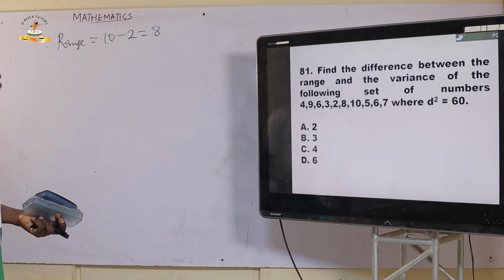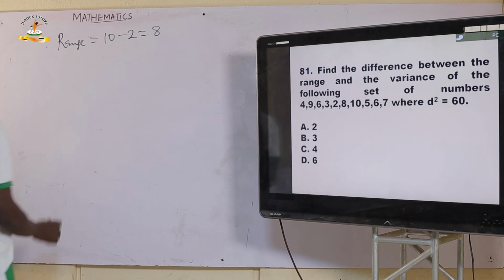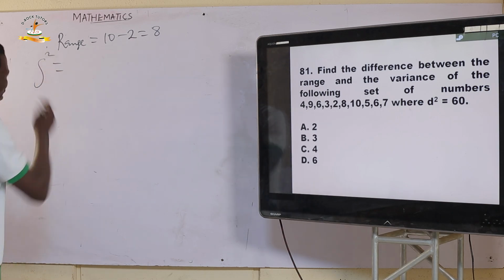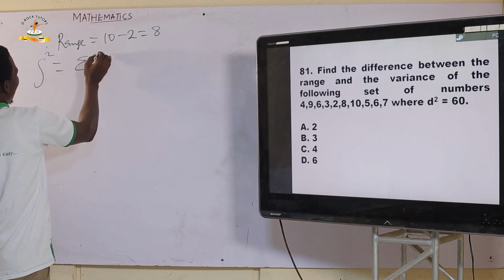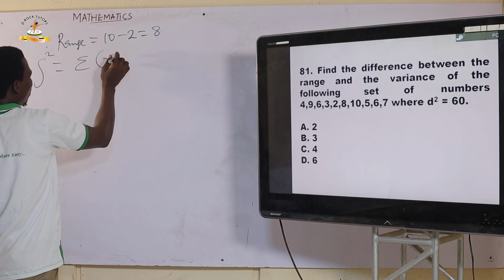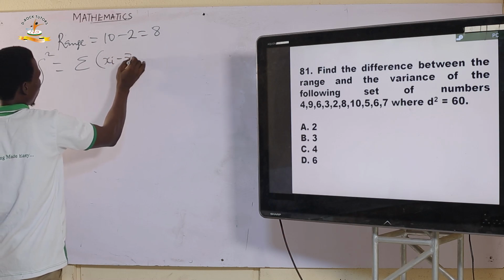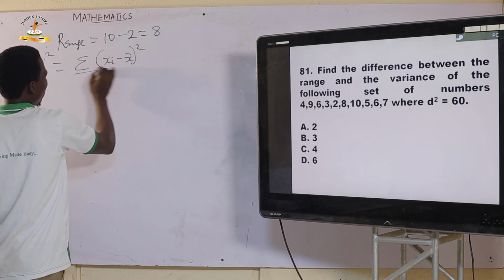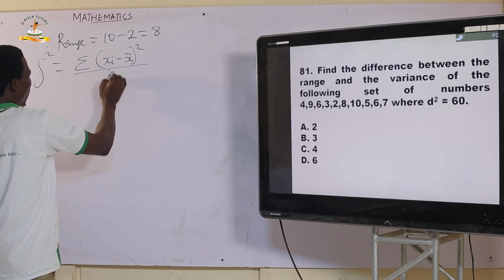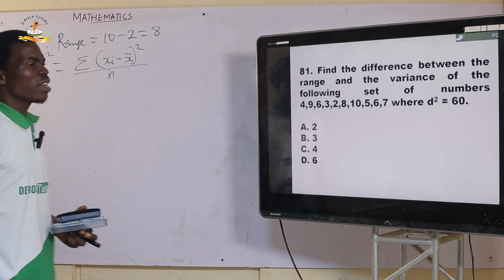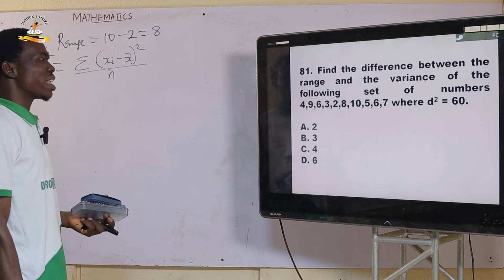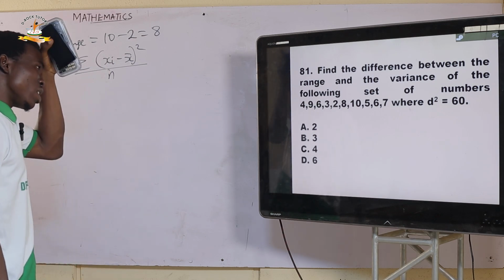Don't forget, variance is s square, and that is going to be the summation of all our deviation squared, minus our mean all squared, divided by our frequency, or the total number of data, since this is an ungrouped data. And this time around, let's quickly take a look at what the mean is going to be.